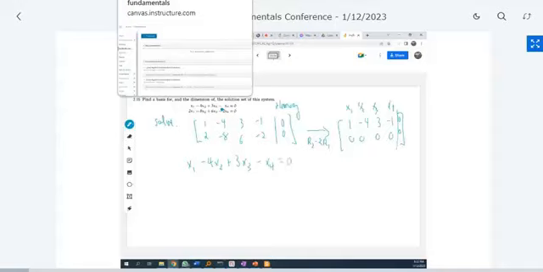Or how would I write this? My x4 can be anything. My x3 can be anything. My x2 can be anything. It will work as long as I have x1 is equal to 4x2 minus 3x3 plus x4. As long as this holds, then I have a solution. So my solution is the following. I can have x4 be anything, x3 be anything, x2 be anything. Well, let me give myself a little more room.